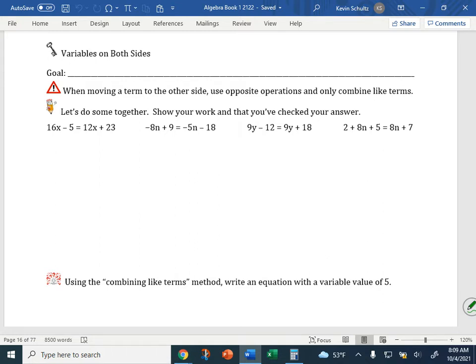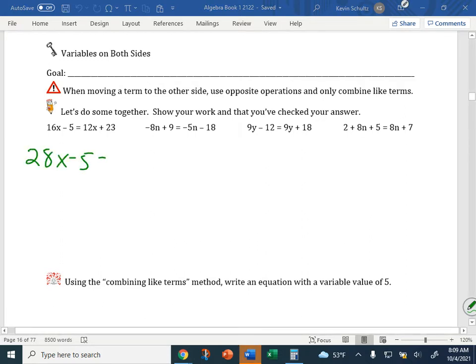Yeah, basically, and I want to be careful using that word combine because we do not want to confuse this with combining like terms. Like you could not rewrite this as 28x minus 5 equals 23. Why is that wrong? Why could you not write this as 28x minus 5 equals 23? Ellen, your hand was first. Because you can't combine two things that are on different sides.